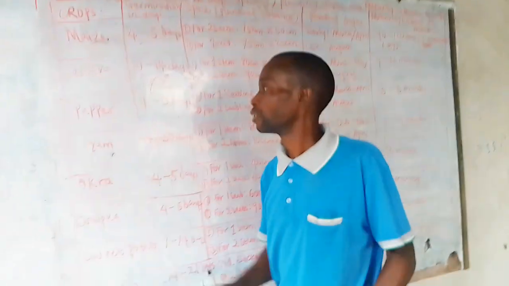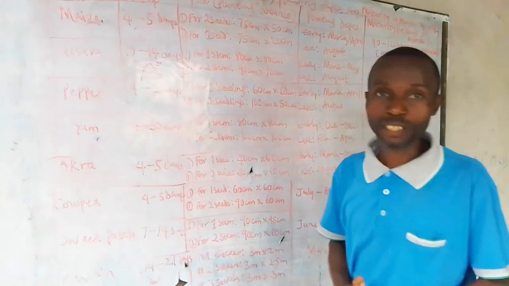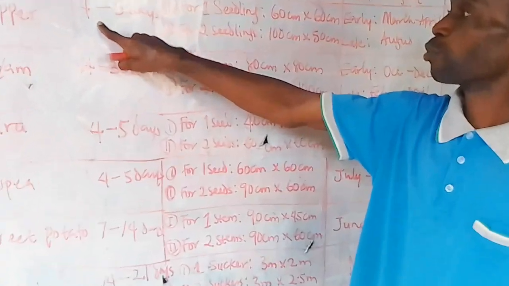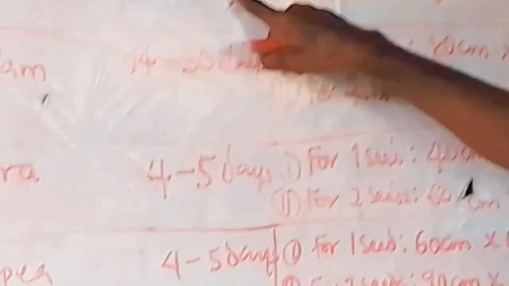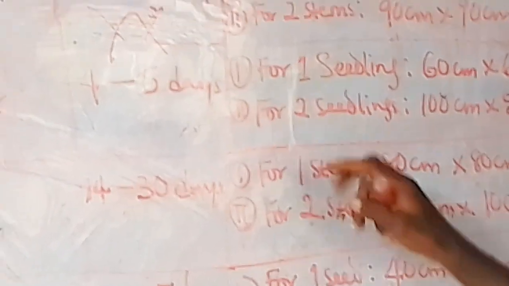And then you look at pepper, you call it chili generally. Chili is planted, and between 4 to 5 days you see the germination. You understand? Then the spacing is for one seedling. Now we talked about seedling previously. Seedling is what is got from the nursery.